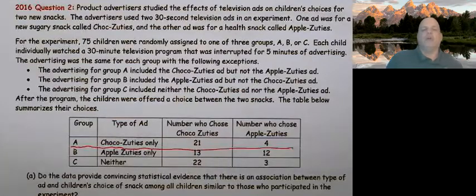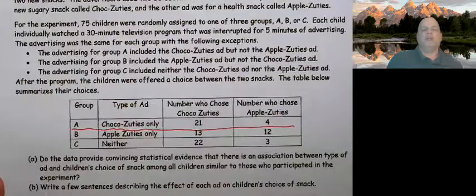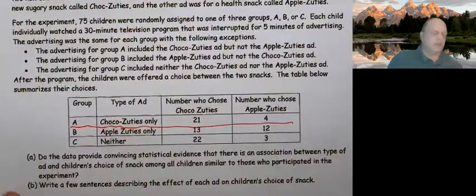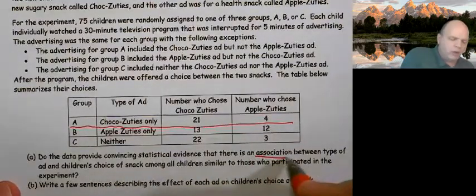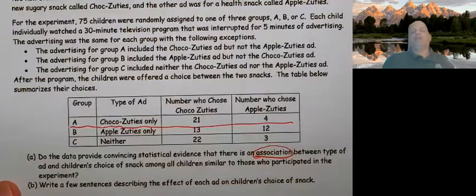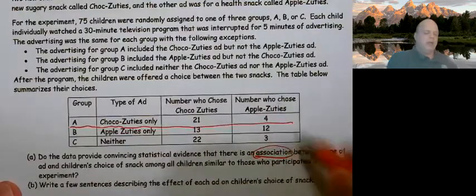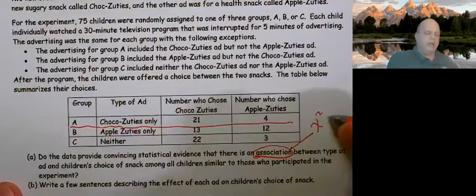The question is, what type? So I need to continue reading and look to see if there's an n. And it says, do the data provide convincing statistical evidence that there is an association? By the way, if there is an association problem, it can only be one of two things. It can only be chi-squared independence, or it could be a regression. All right?